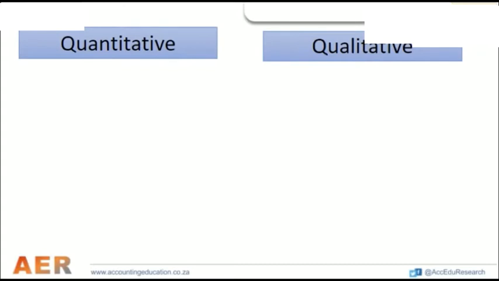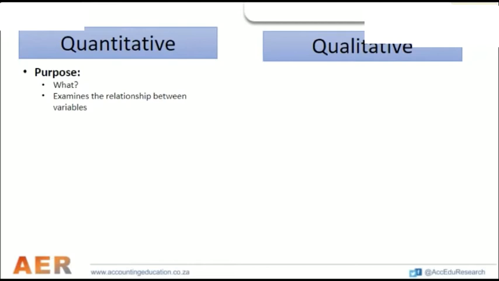Let's look at the quantitative research approach and compare it with some of the things that we see when we look at a qualitative approach in accounting education research. Right, firstly, when we look at quantitative research, it helps us to answer what questions and examines the relationship between variables. Let's think of an example in accounting education research.